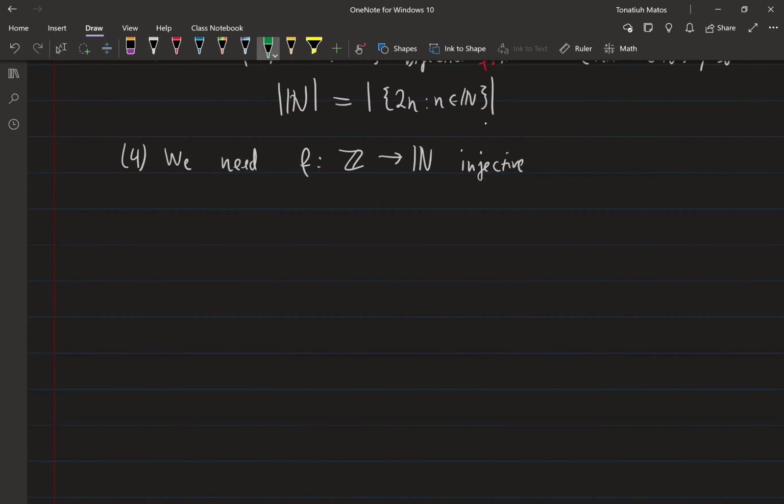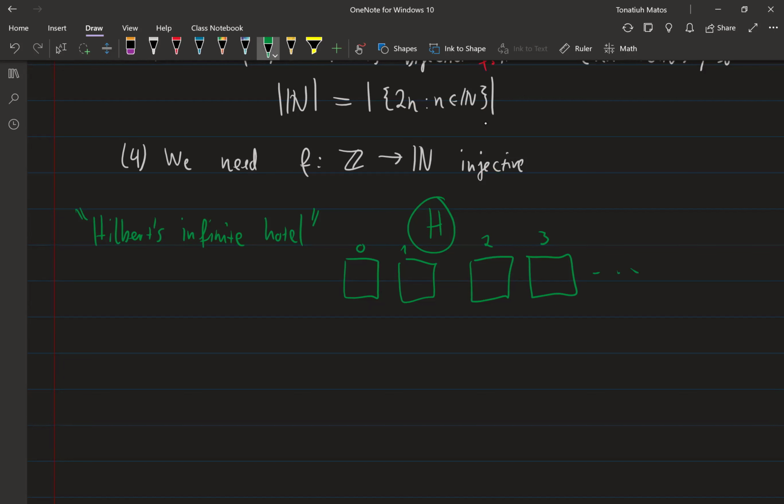This has sometimes been called the problem of a Hilbert infinite hotel, right? So the idea is that there's a hotel, H, and it has rooms labeled 0, 1, 2, 3, and we need to accommodate integer many people, right? How do we entertain all these guests? Can we find a room for all of them? That is exactly the problem we're trying to solve now.